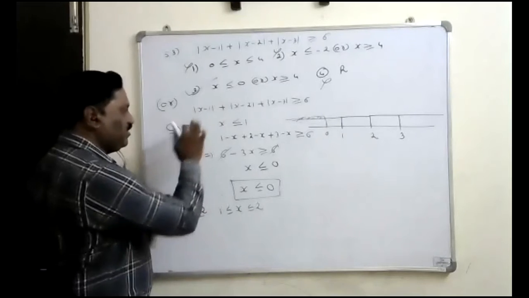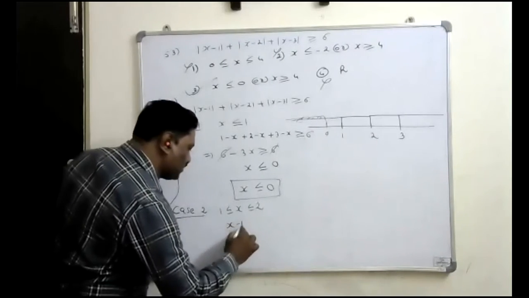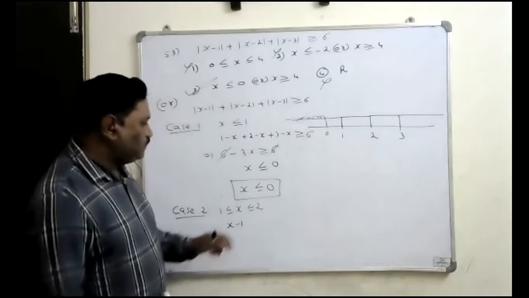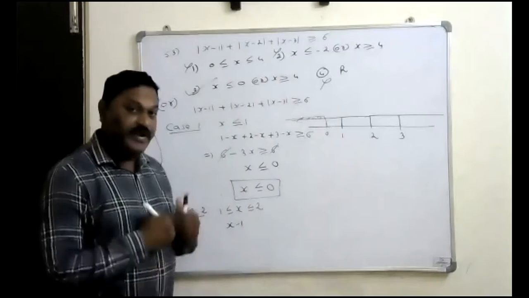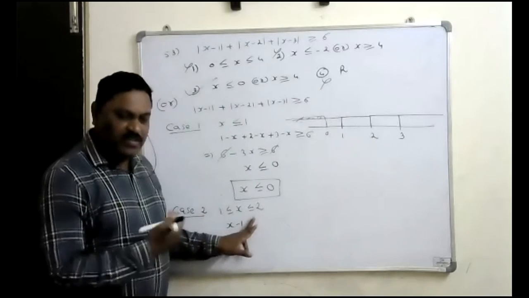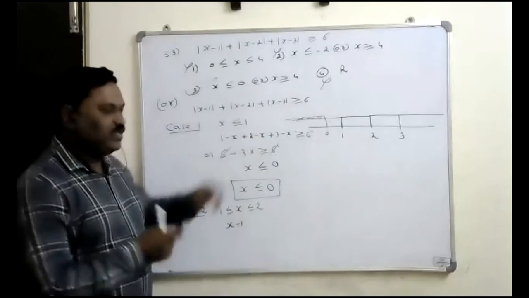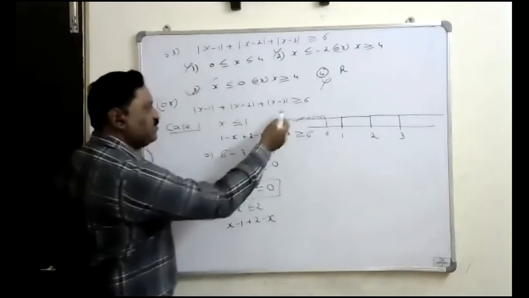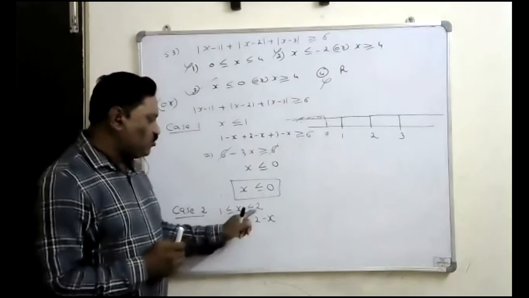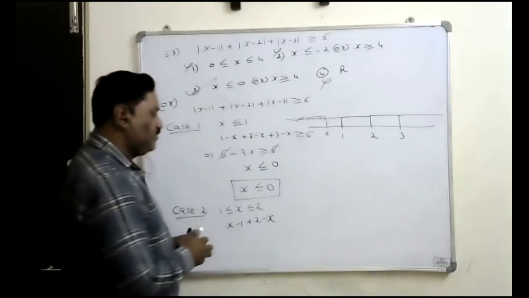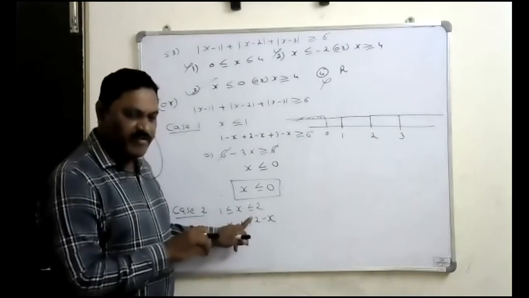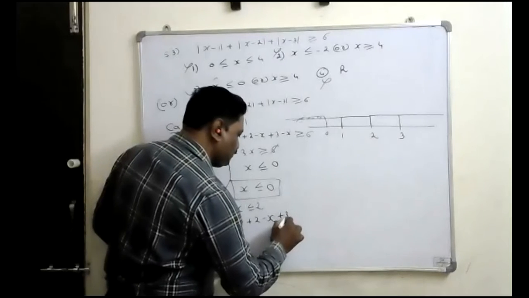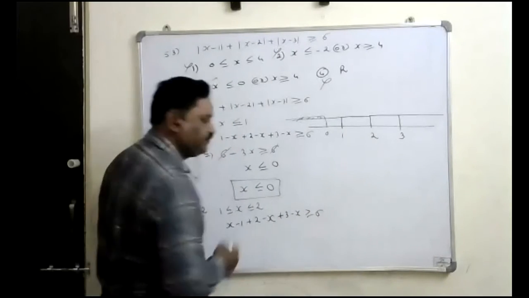Positive. If I remove the modulus, I have to take the plus sign only, that is x minus 1. What about x minus 2? Since x is less than 2, x minus 2 is negative. If it is negative, mod of x minus 2 becomes 2 minus x. What about x minus 3 if I take x between 1 and 2? Since x is smaller than 3, x minus 3 is negative, so it is 3 minus x, greater than or equal to 6.